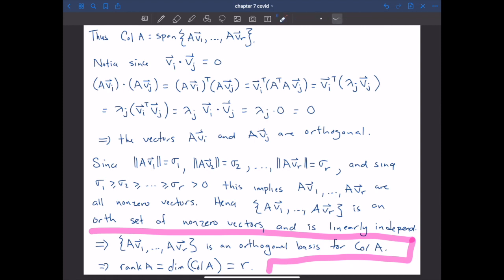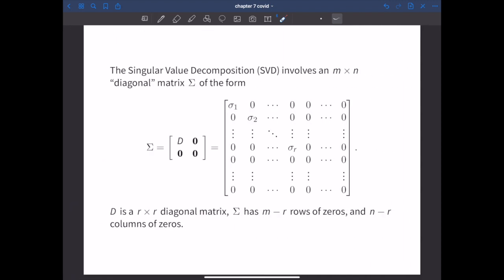All right, so what is a singular value decomposition? Well, you can kind of think of a singular value decomposition as being like an analog of diagonalizing a matrix. Remember when we were diagonalizing matrices before, maybe we had something like this.